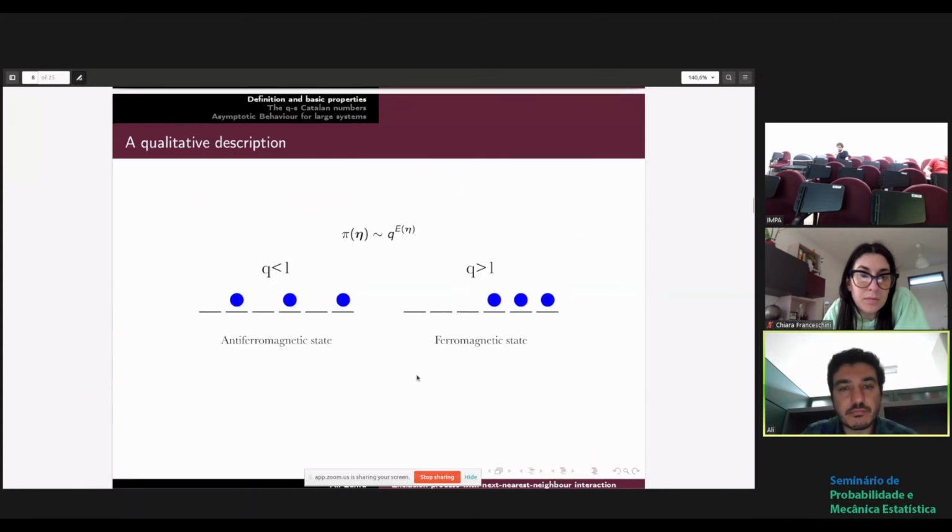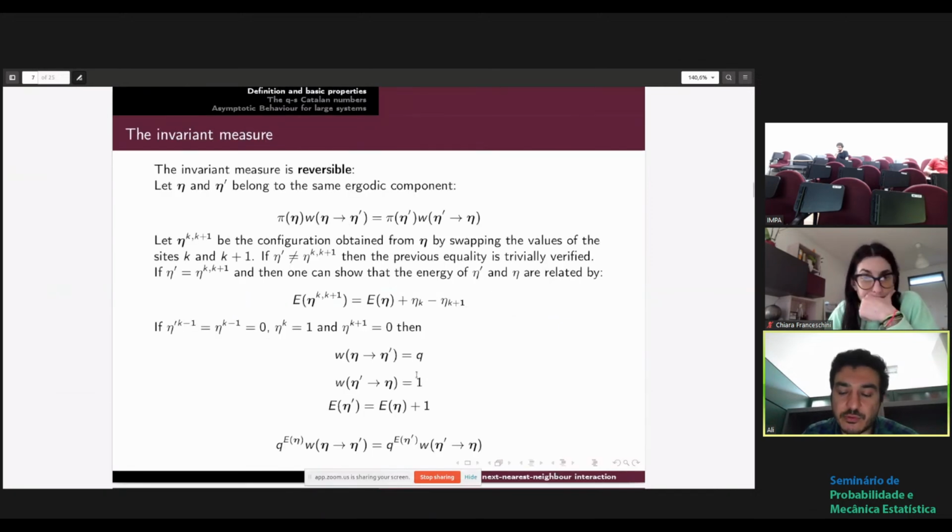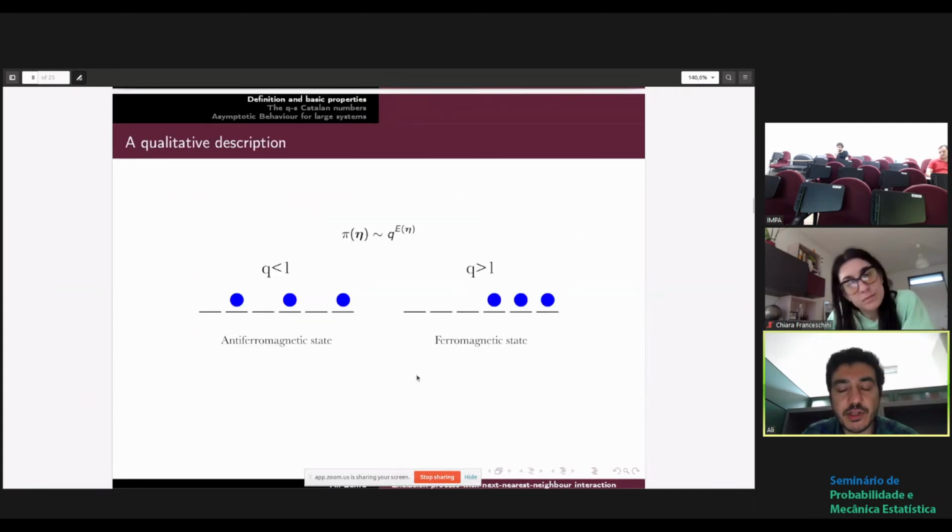Okay, then you can as well, once you understand that, once you are convinced that this is the ergodic, this is the invariant measure, we can understand what is the effect of changing Q here.